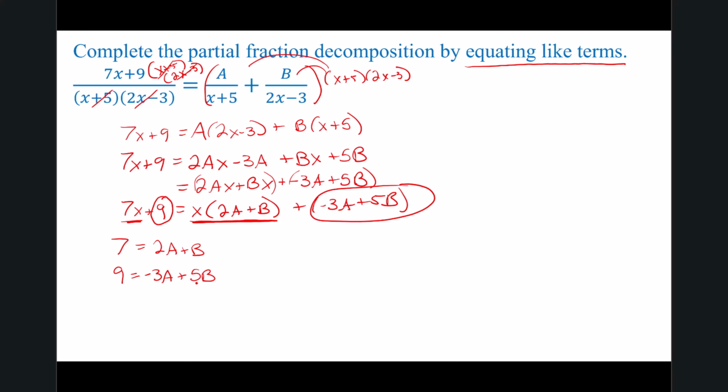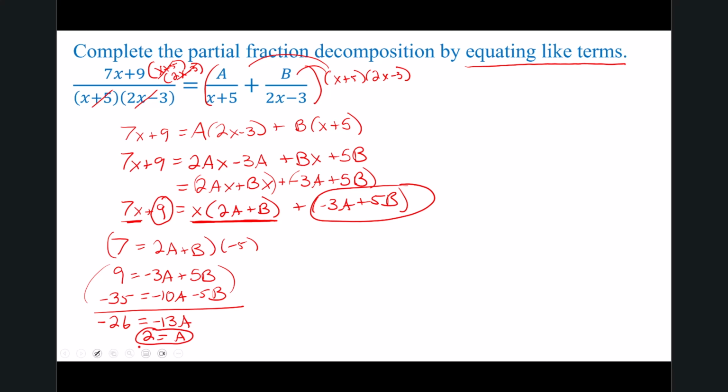It's not a particularly difficult one. I'm going to multiply that top equation by negative 5 to eliminate the b. So if I do that, I have negative 35 equals negative 10a minus 5b. And then I'll add these two together. And I'll get negative 26 equals negative 13a and 0b. Divide both sides by negative 13, and I get a equals 2.